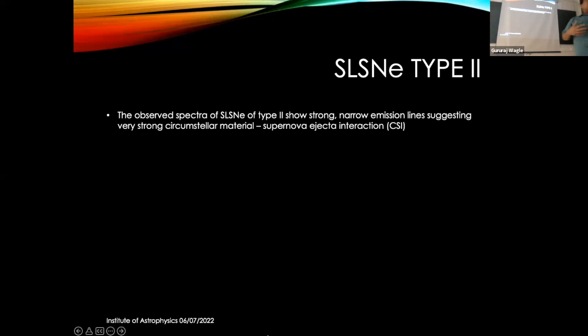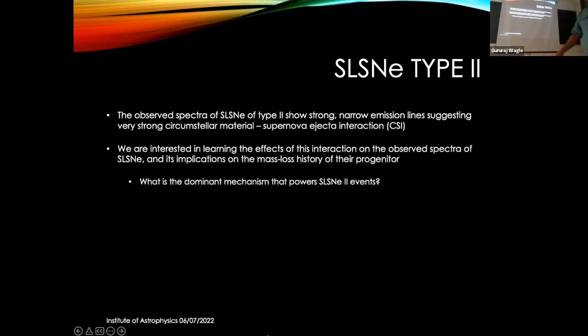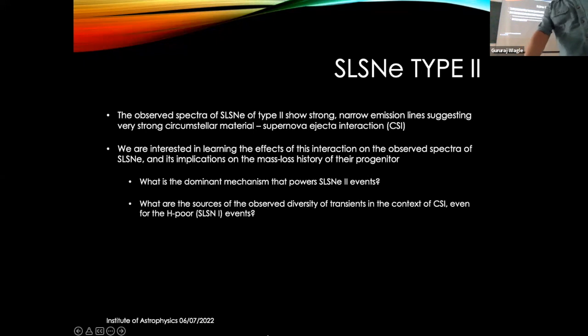So in these type 2 supernovae, the narrow emission line that you see in the spectra indicates that there is a strong circumstellar material and supernova ejecta interaction, which I'm going to abbreviate as CSI from here on. We are interested in learning the effects of this interaction on the observed spectra, and we want to know what is the dominant mechanism that powers the superluminous supernovae. What are the spectral types of supernovae, and how can they be explained from the circumstellar interactions? We want to study the sources of observed diversity, including type 1 supernovae, so superluminous supernovae.